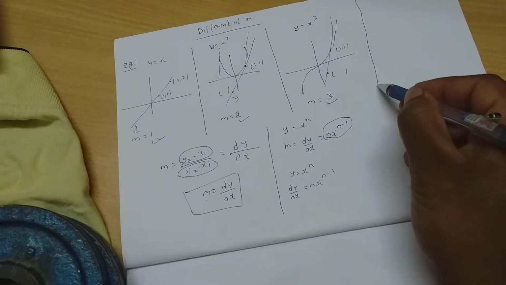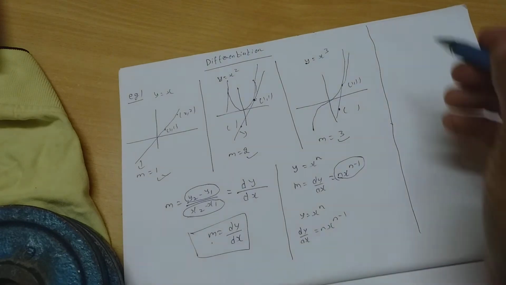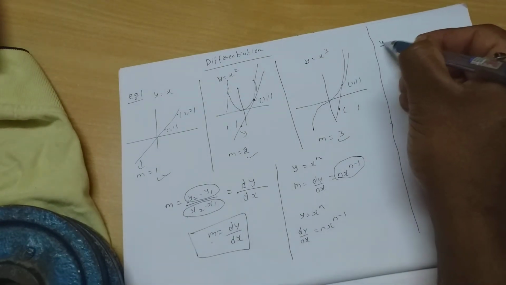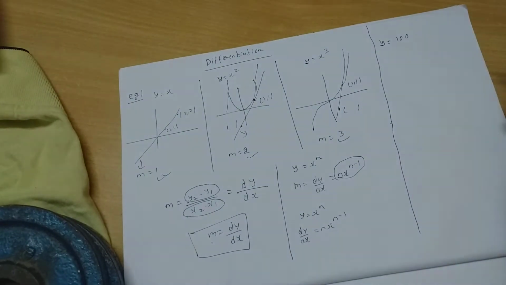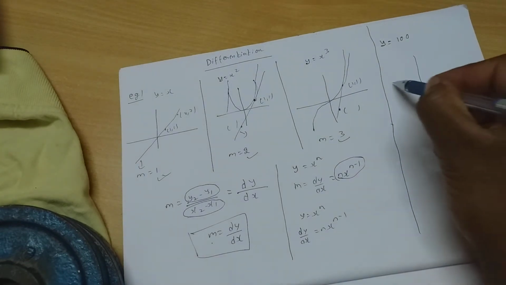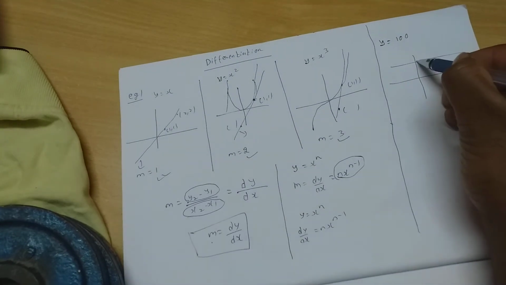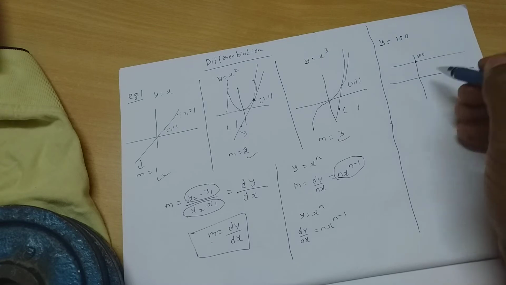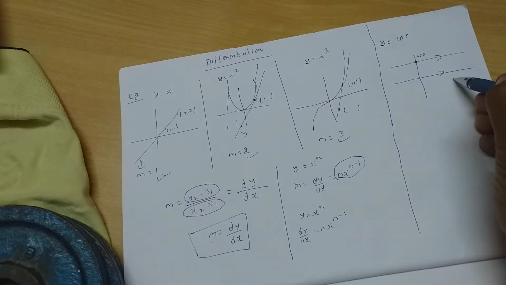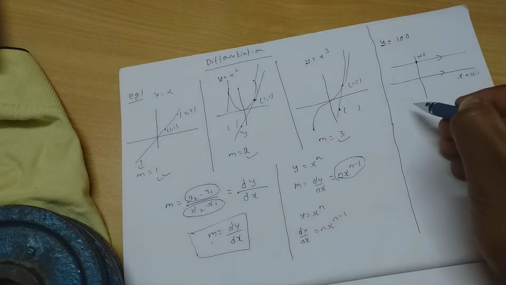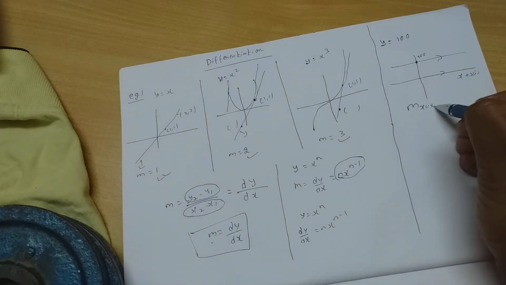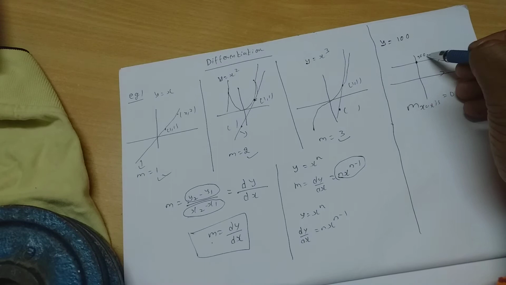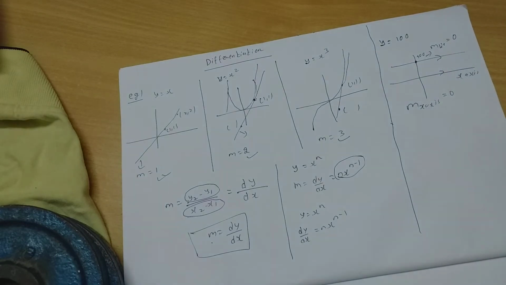Now one more example if I consider. Let us say y equal to 100. How will I get graph of such an equation? It will be passing through 100. These two lines are parallel. This is x-axis. Slope of x-axis is 0. So the slope of this line is also 0.